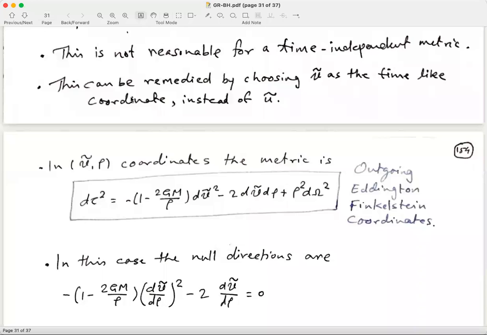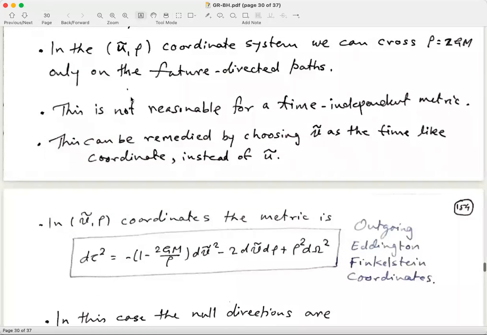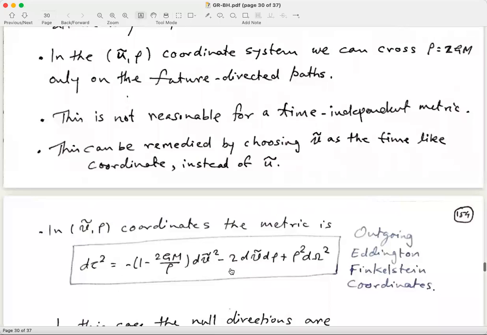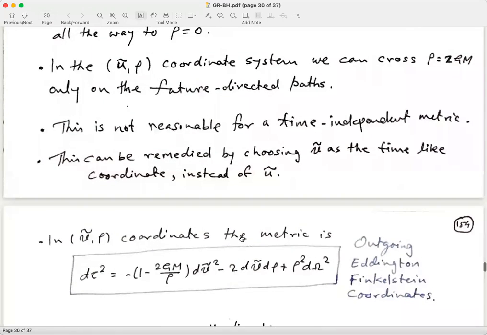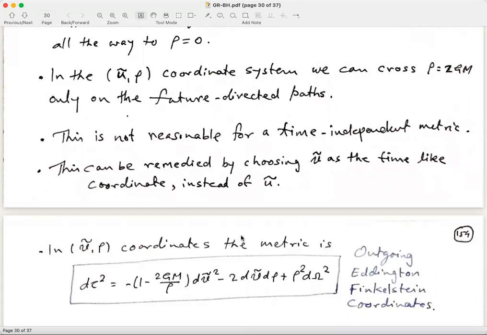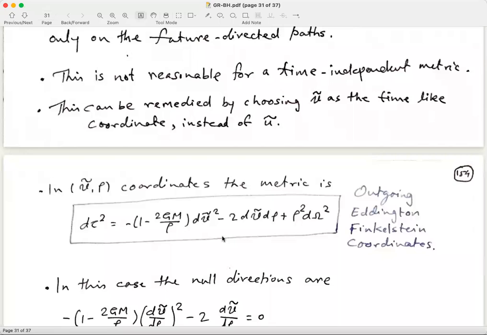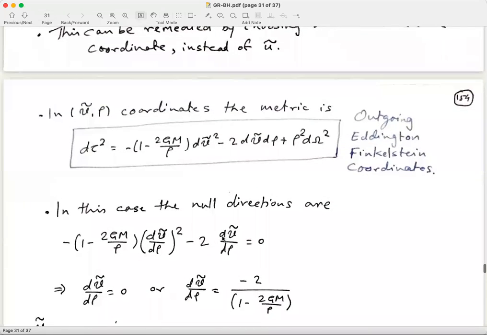Now, as I said, instead of using the u tilde and rho coordinate system, we could have used the v tilde and rho coordinate system. We can construct a new metric which would look pretty much like the u tilde rho metric, except +2 becomes -2 when you swap u tilde with v tilde. This is what's called the outgoing Eddington-Finkelstein coordinate system. There's a reason we should have a formulation in these coordinates for a time independent metric: you cannot say that you have only future directed paths. You should also have past directed paths, because with a time independent metric, time reversal, t going to minus t, is a symmetry of the solution. So one should be able to do the same exercise here.